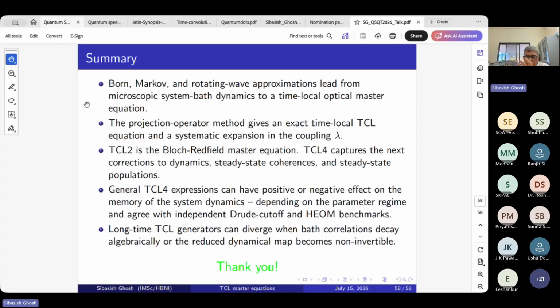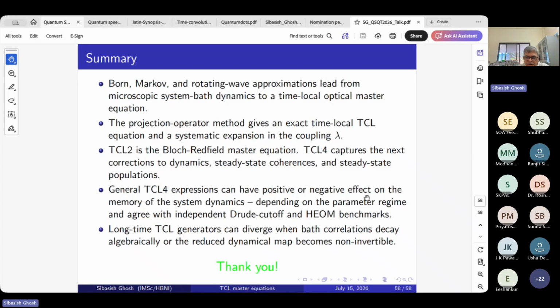What we discussed is the Born, Markov and rotating wave approximation, which gives rise to the time local optical master equation, or GKSL master equation. Then we discussed the projection operator method that gives rise to the exact time local TCL equation, and by expanding the interaction in terms of lambda, the coupling strength, TCL2 is basically the Bloch-Redfield equation. TCL4 captures the next correction to the dynamics, steady state coherence and steady state population also. General TCL4 expression can have positive or negative effects on the memory of the system. As I said, sometimes it can overshoot the non-Markovianity or undershoot it.